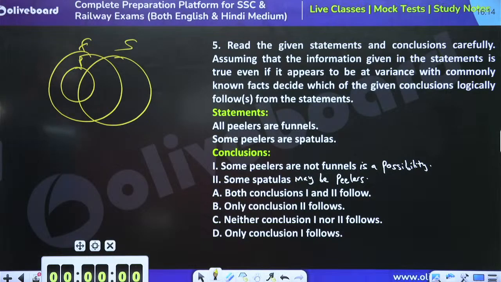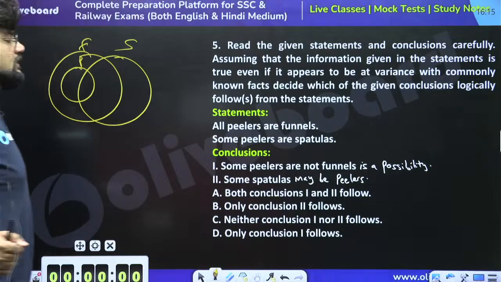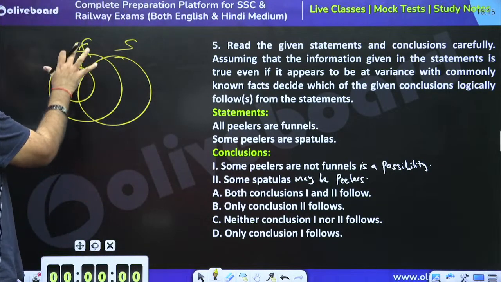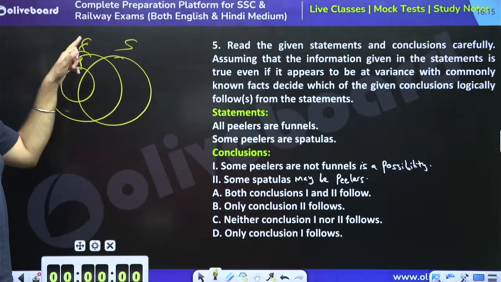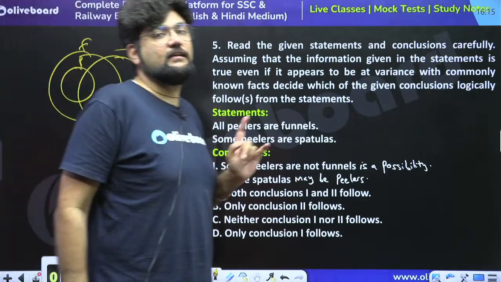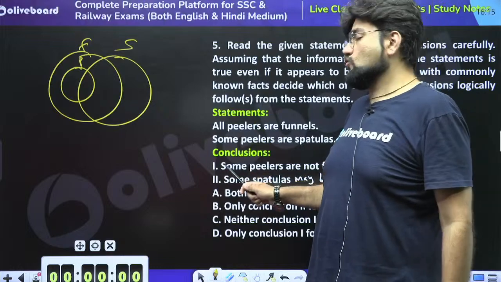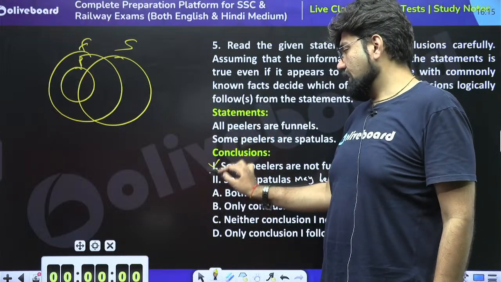Figure is in front of us. Some pillars are not funnels is a possibility. Some spatulas may be pillars. Yes. If I convert this into a possibility case syllogism, what will be my answer? So in this case, some pillars are not funnels. See, all pillars are funnels. So some pillars not being funnels is not even a possibility. That's an incorrect conclusion. That means this conclusion breaches the scope of my statement. So this is absolutely incorrect. This will not follow.